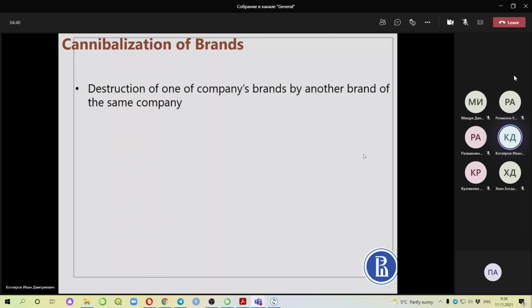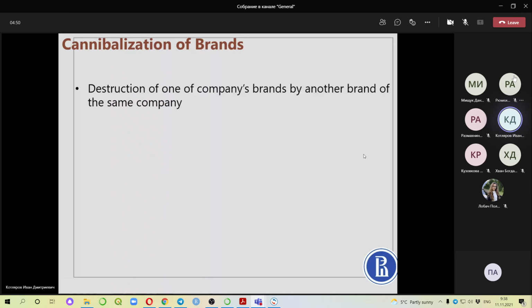As you understand, we have to avoid this situation, because it creates problems for our traditional brands, and moreover, it dilutes the image of our company in customers' minds. Guys, do you understand? Is it clear?